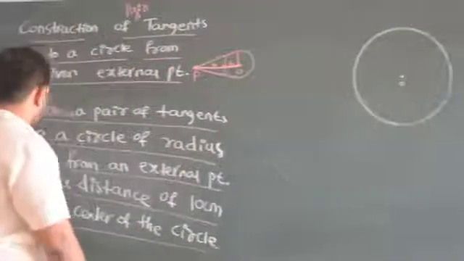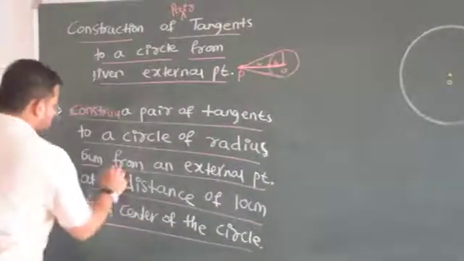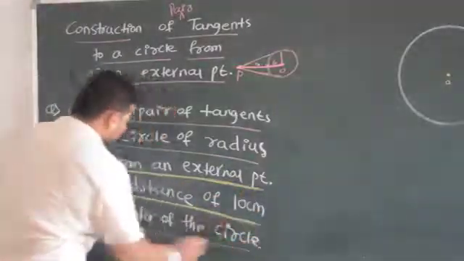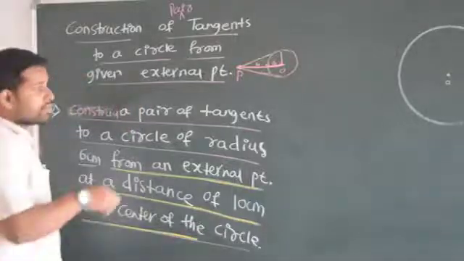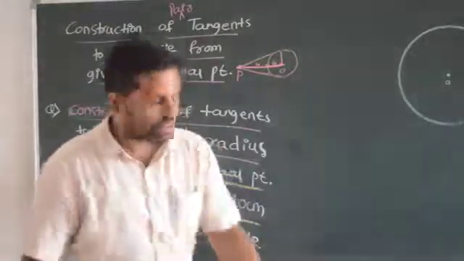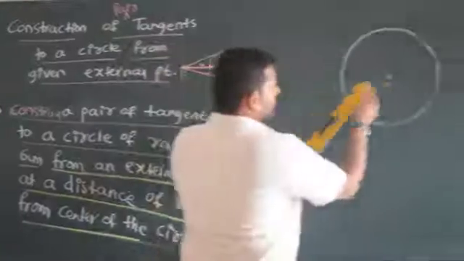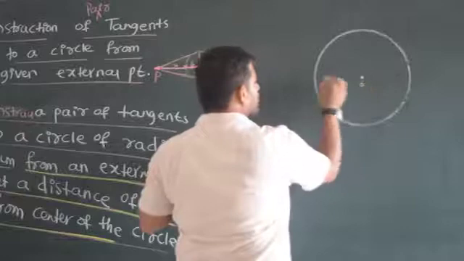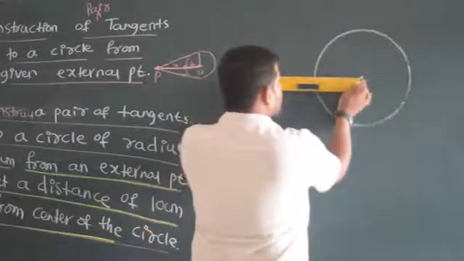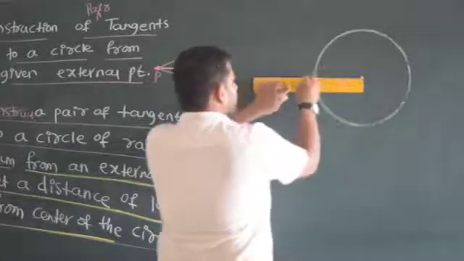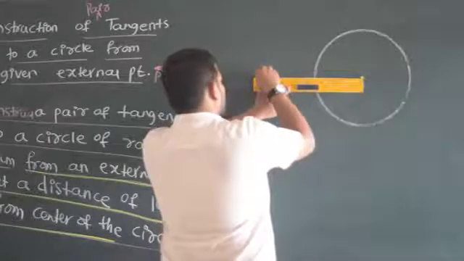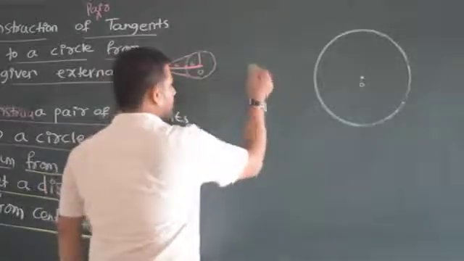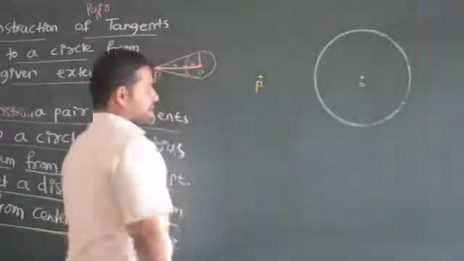Now, what am I supposed to draw? I am supposed to draw tangents from an external point at a distance of 10 cm from the center of the circle. 10 cm from the center of the circle, you understand? From the center of this circle you have to keep the 0 point here. Now till here it is 6 cm. Then 7, 8, 9, 10. Some point comes here. So this is 10 cm. Let me name this point as P or A, whatever you want to name.